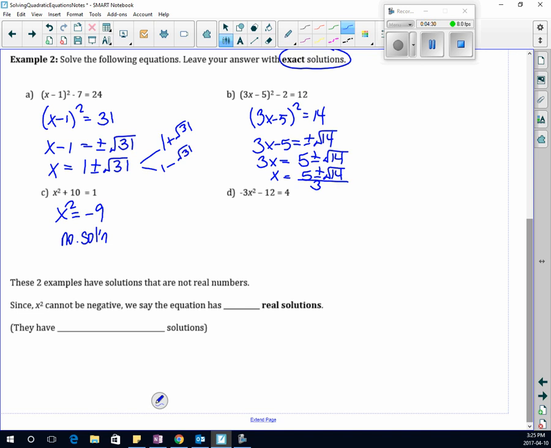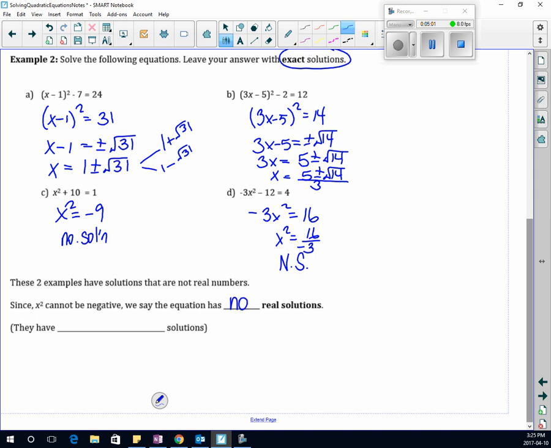Okay, moving on to D, we're going to move the 12 over. We get negative 3x squared equals 16. Divide by negative 3, we get x squared equals 16 over negative 3. Again, we get to the point where we can't square root a negative number, so we will say no solution, NS. These two examples have solutions that are not real numbers. Since x squared cannot be negative, we say the equation has no real solutions.